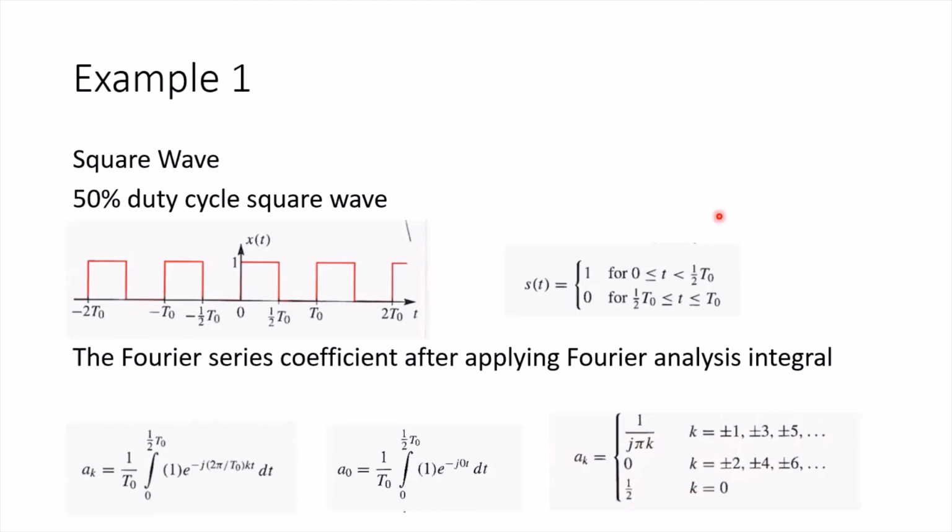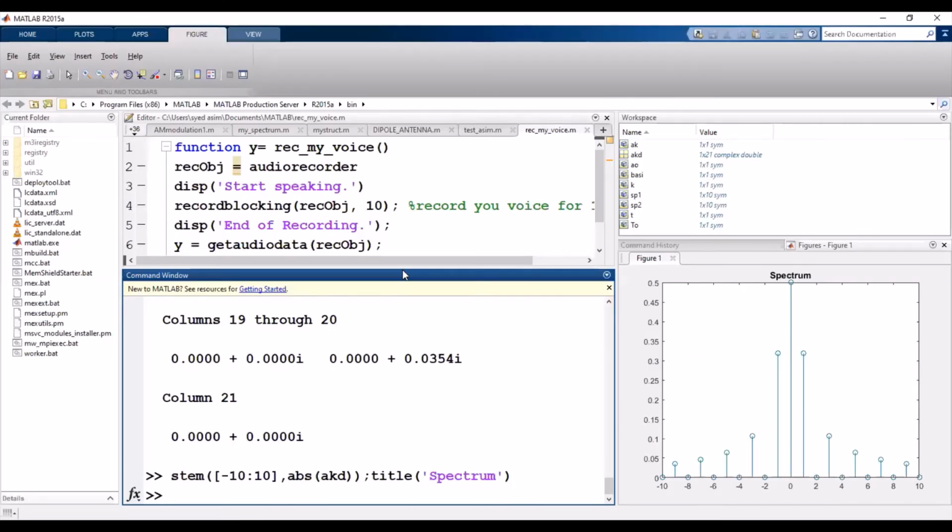If you can see, the spectrum shows the same thing, that is at 0 this value is 1 by 2, and this spectrum is 0 for the even values 2, 4, 6, 8, and 10, and non-zero for 1, 3, 5, and this is the spectrum of the square wave. So that is our first example.